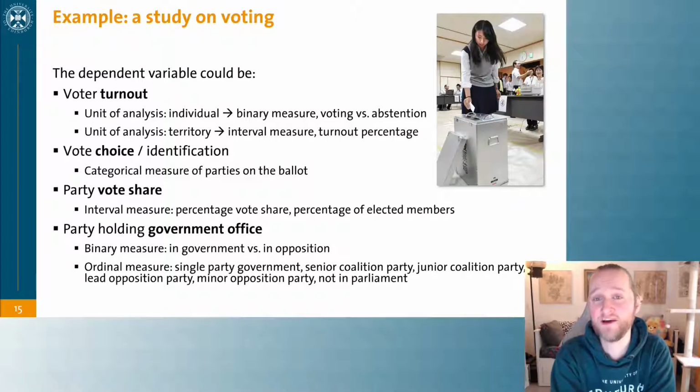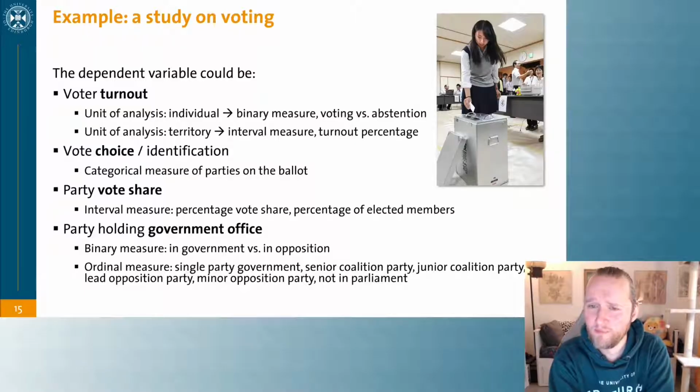You have to first think about what your dependent variable is actually going to be. Most often, studies on voting are probably about two things. They're either about voter turnout, so in this case, how many people are actually turning out to vote? How large is the participation of the society in its own elections, or in the elections of its own political system?